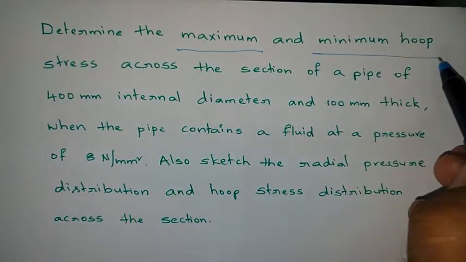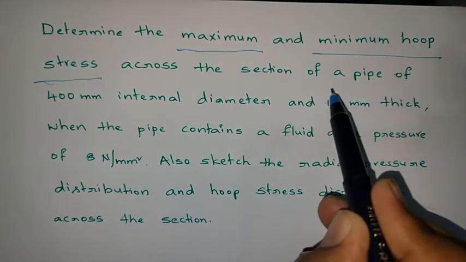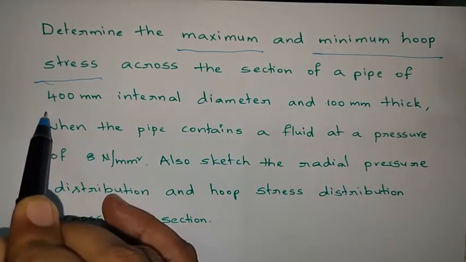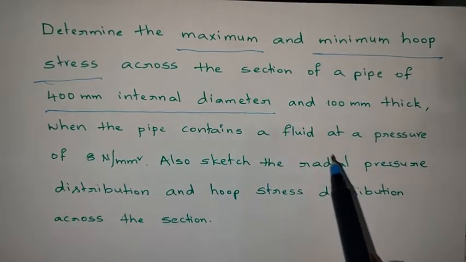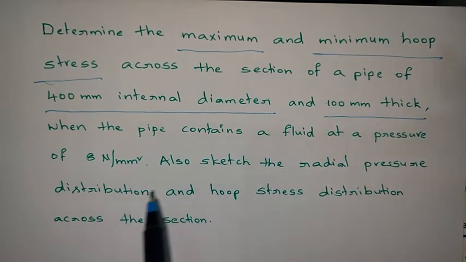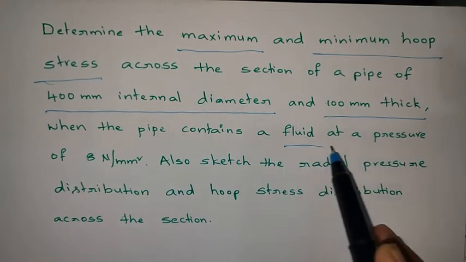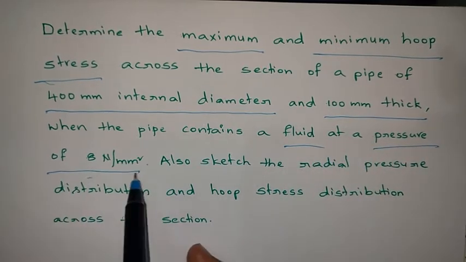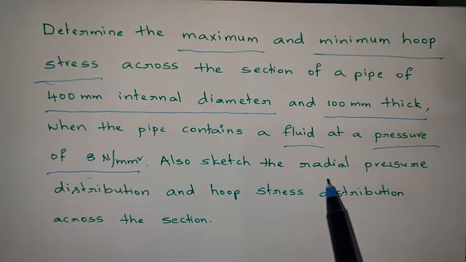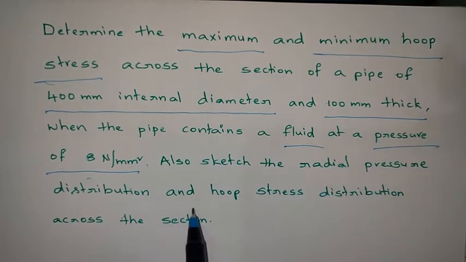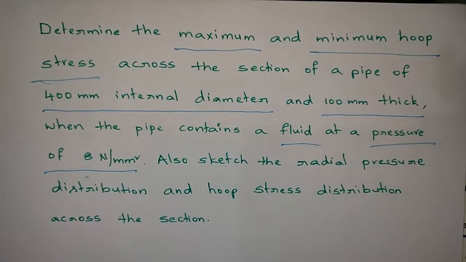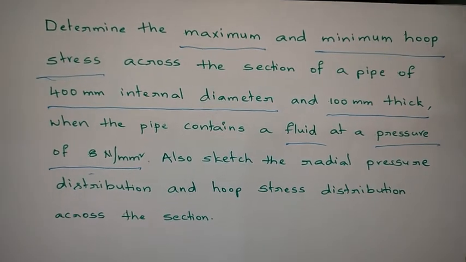Maximum and minimum hoop stress across the section of a pipe of 400 mm internal diameter, 100 mm thick, when the pipe contains a fluid at a pressure of 8 Newton per mm square. Also sketch the radial pressure distribution and hoop stress distribution across the section. So మనల్ని ఏం కనుక్కోమంటున్నాడు, maximum minimum hoop stress values అనే వాటిని find out చేయమంటున్నాడు.